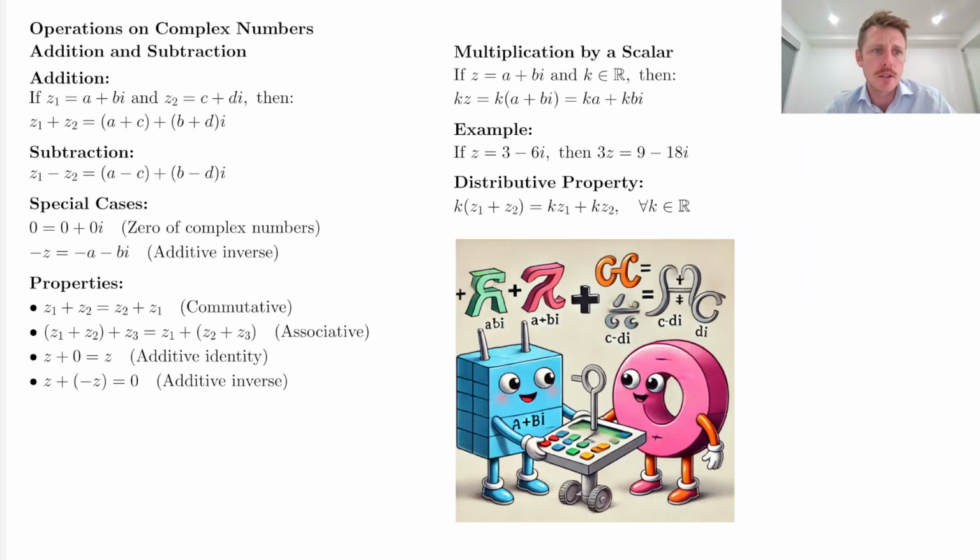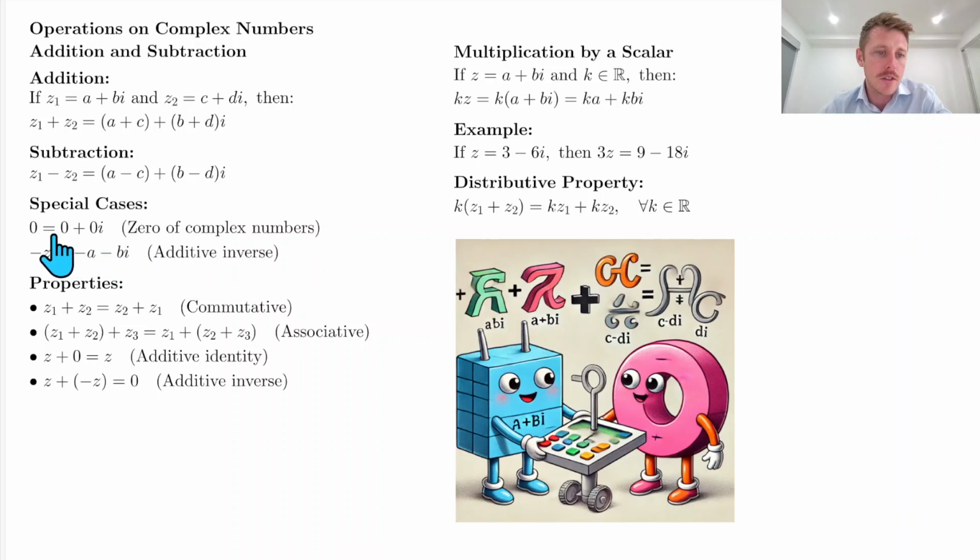Okay, let's look at some operations on complex numbers. So let's first look at addition. If we're adding one complex number, which we'll call z1, and some other complex number z2, we simply add the real components. So we're going to get a plus c, and then we're going to get b plus d, i. So essentially you just add the real components and add the imaginary components. Subtraction, we do the same thing. So it's going to be a minus c plus b minus d, i.